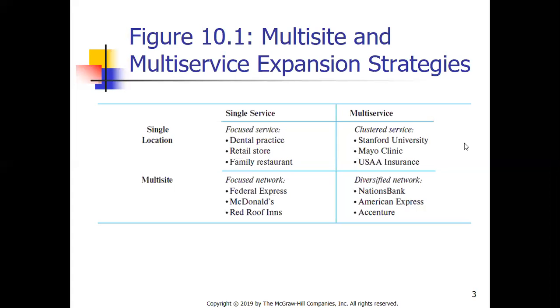Okay, and then we have cluster service. Cluster service, we have multi-service in a single location. This is a fixed facility, diversifying the service offer. For example, like a university, maybe from a college expanded to a university, and they come up with a lot of programs. They expand and create the demand for programs in the university itself.